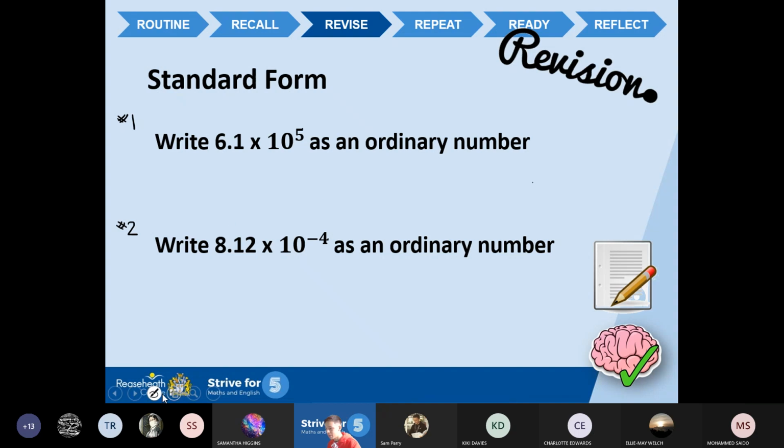So at the moment, let me highlight this, because some students kind of forget what standard form is. This is something called standard form, okay? So standard form is always a number between 1 and 10, or 1 and 9.99999, whatever it may be, times by 10 to the power of something. So there's always a little number there. So that's standard form.